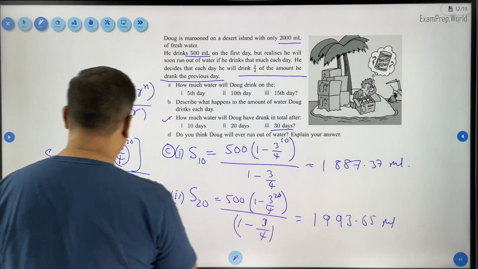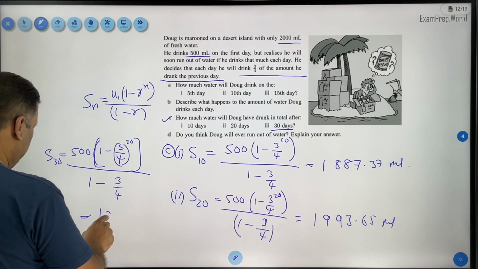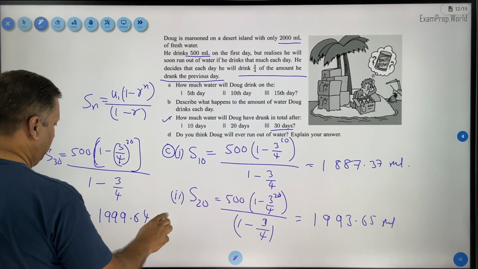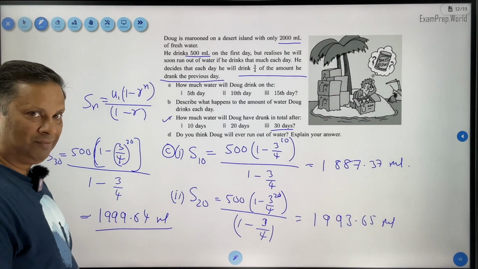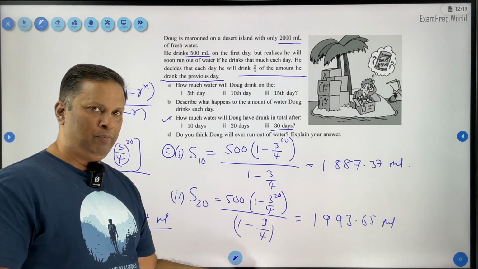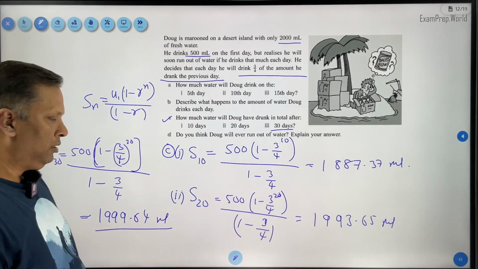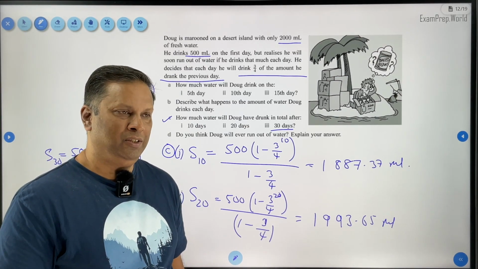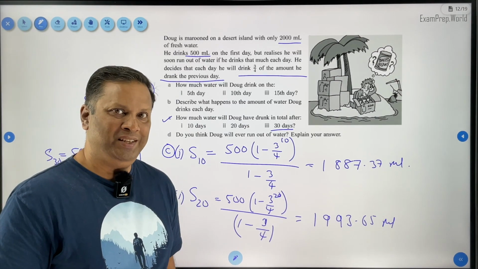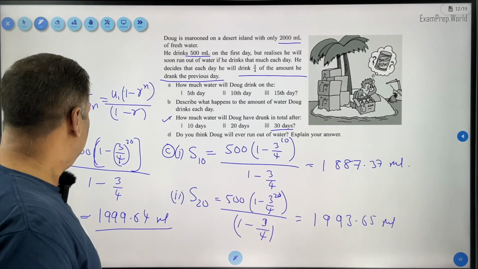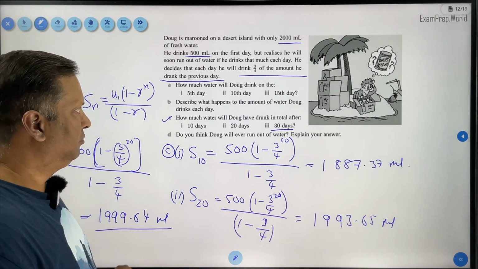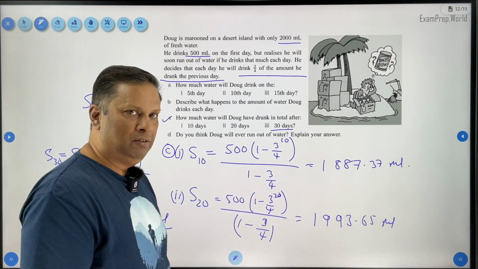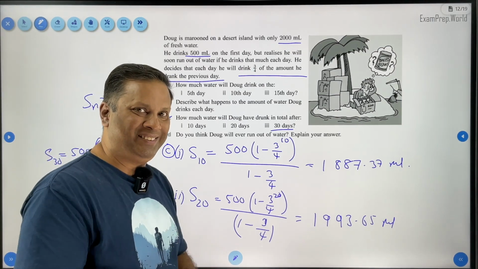1999, almost finished, 1999.64 ml. So it's almost finished, only 0.3 ml, 0.36 ml is left. Not enough, it's just 1/4 of a drop, very risky, correct? So you almost finished the water in 30 days. In 30 days, we hope that somebody picks him up from there.